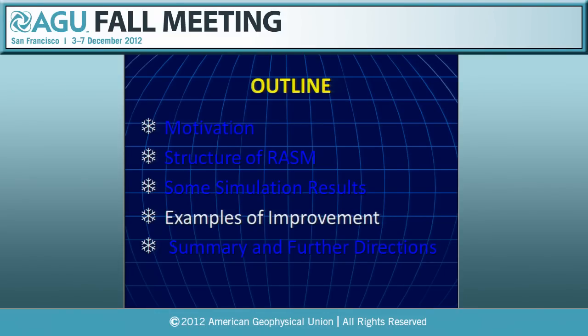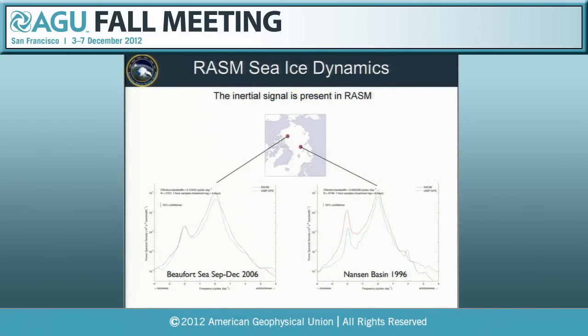Some examples of improvement. These are coming actually from offline studies, but they display characteristics that are present in the fully coupled model. They're offline because we wanted to compare with specific observed events. So one of the key things is that our model, our sea ice, captures the inertial signal that's present in observations. And what's shown here is a power spectrum, amplitude of power at different frequencies, where zero frequency is in the middle. And the inertial cycle shows up as this little shoulder bump here off on the side. There's an observational curve and a model curve.